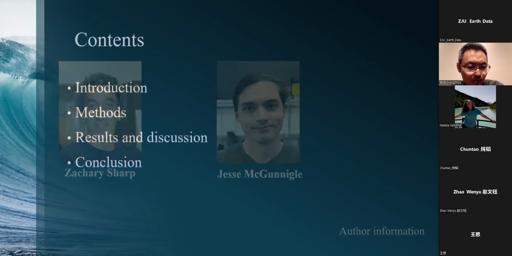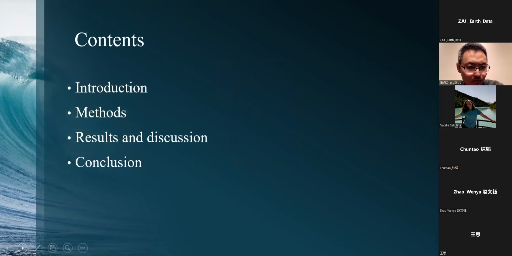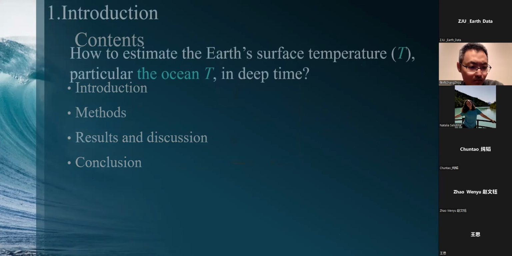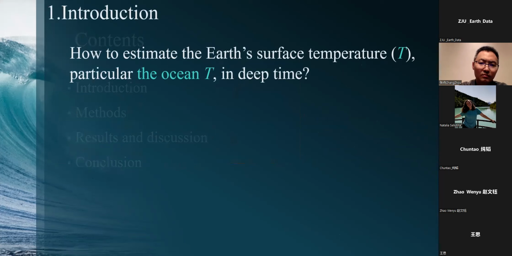So next, let's start from a question. So please move to next point. The question is how to estimate the Earth's surface temperature, and particularly the ocean temperature in deep time. It's really an important question because the ocean temperature is one of the most important parameters constraining the habitable Earth.